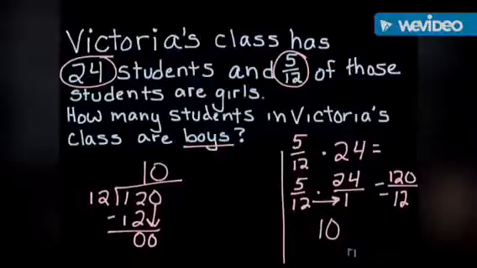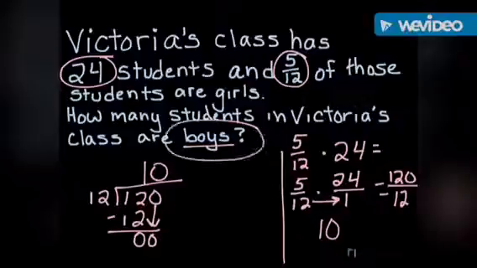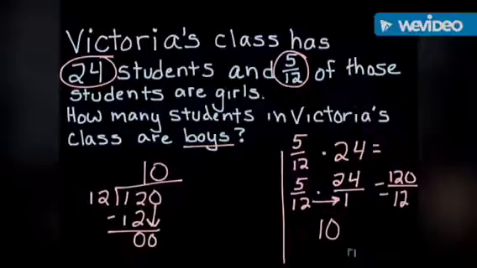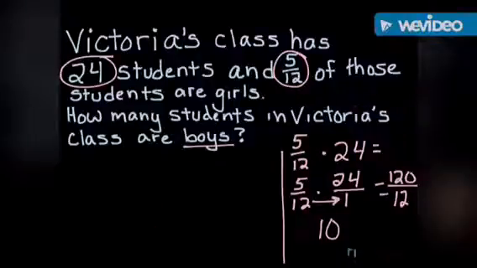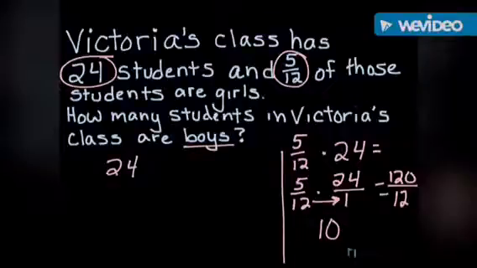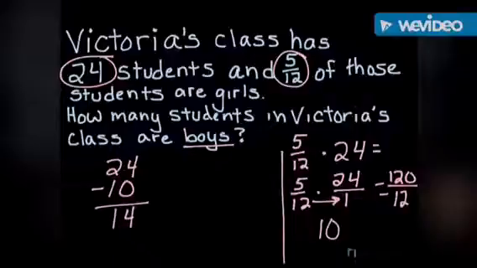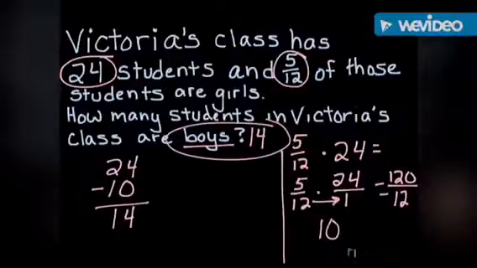But remember, I just solved how many girls are in Victoria's class. The question is how many boys. So I have a second step. So I know that of the 24 students, 10 are girls. So I'm going to subtract. I have 14 left, so 14 must be boys. Now I'm done.